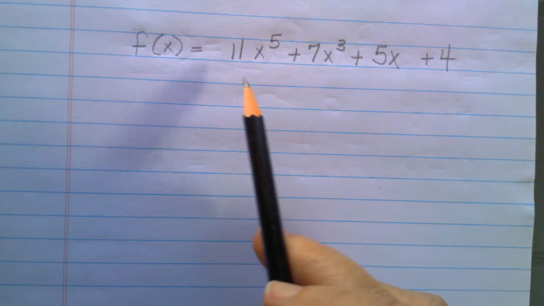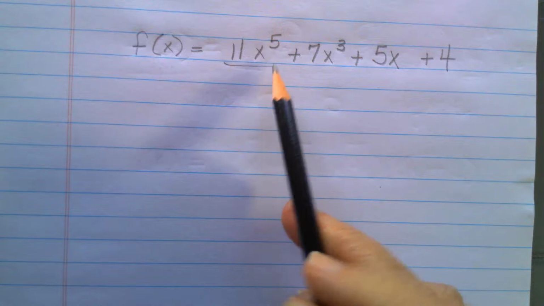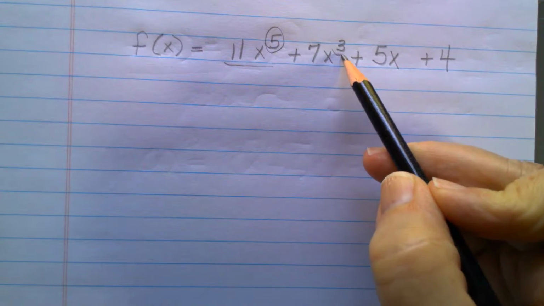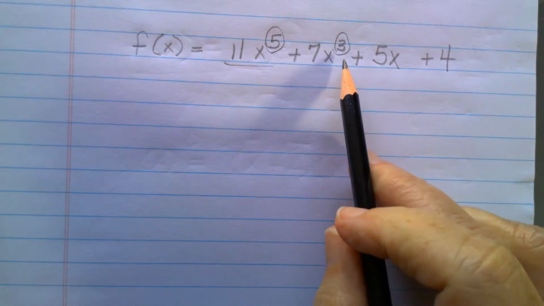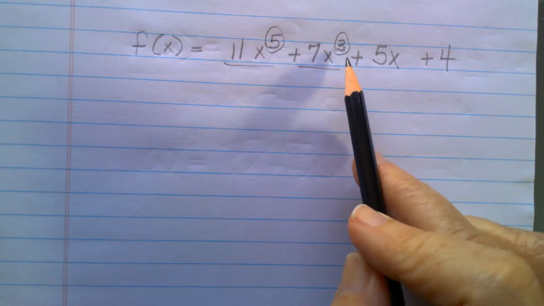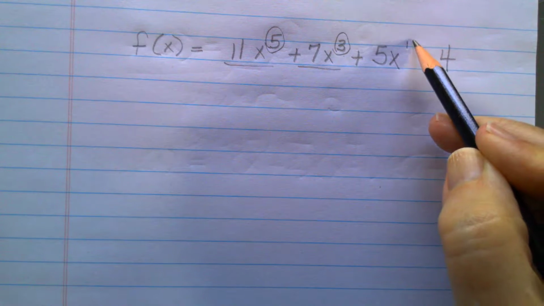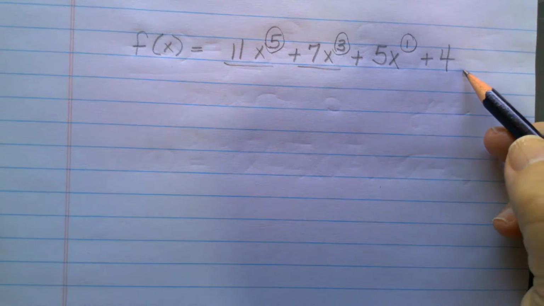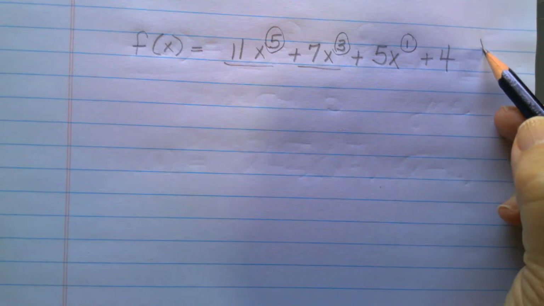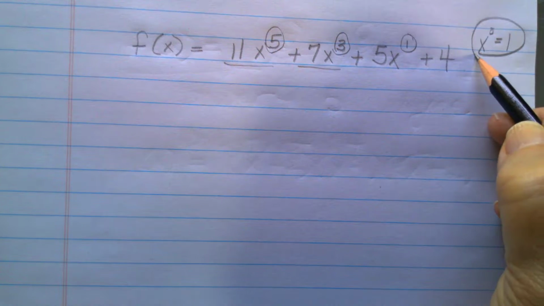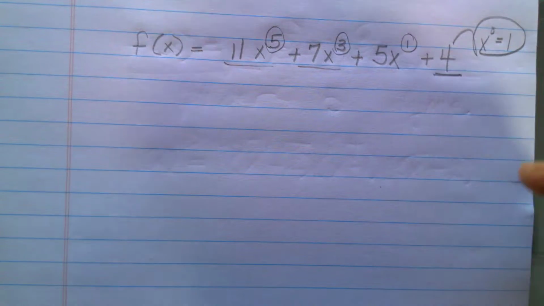What that means is we start with the highest degree. So we'll go ahead and circle that. We have an x to the fifth, and then we go back in descending order. X to the third. This is x to the first power. We don't normally write the 1. And this is x to the 0 power. X to the 0, remember, is 1. And so 1 times this number will give us our constant.